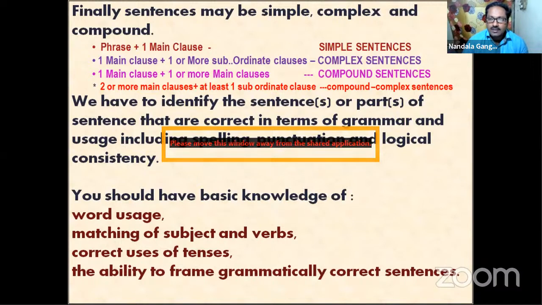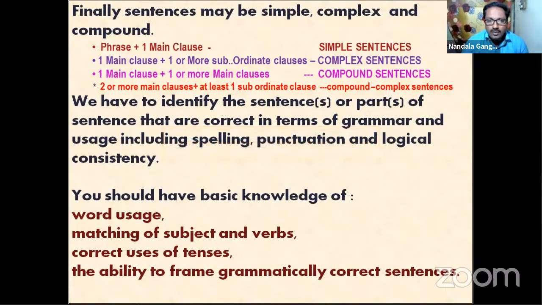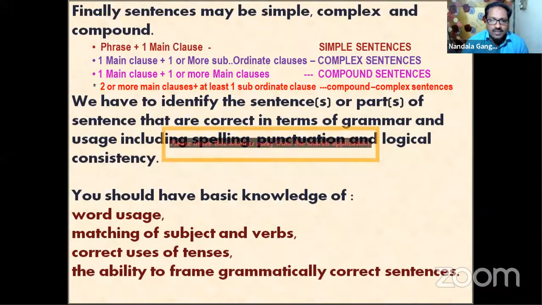In this structure of the sentence, compound-complex sentences may have two or more main clauses and at least one subordinate clause. So every student has to identify the sentences or parts of sentences that are correct in terms of grammar and usage, including spelling, punctuation, and logical consistency.